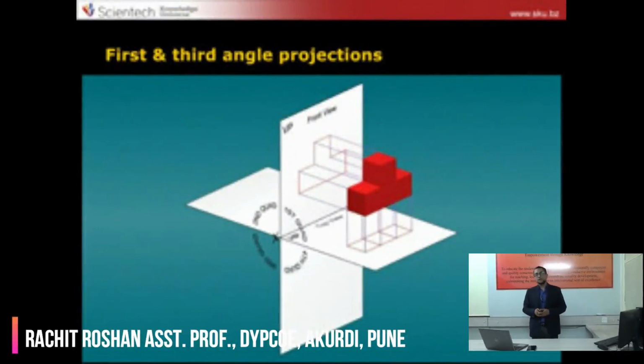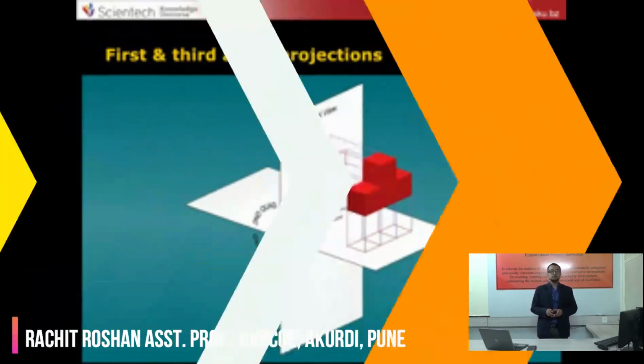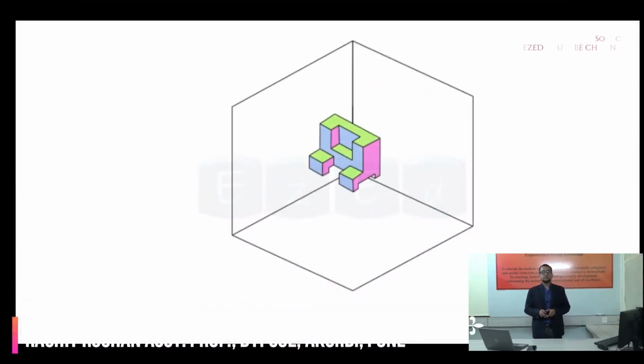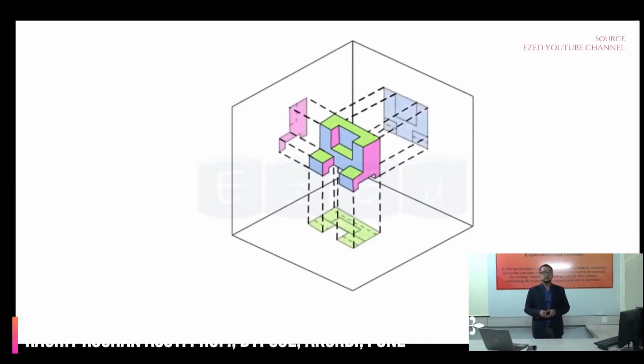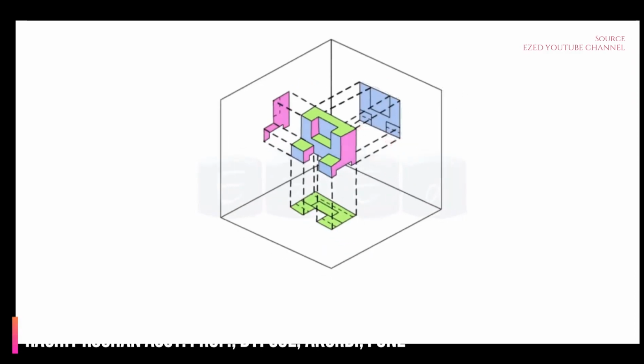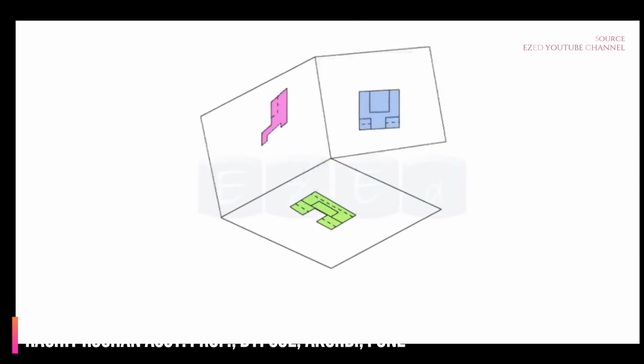Then our Unit 4 is orthographic projection. Principle of projections: first angle projection, third angle projection, orthographic projection of point, line, plane, solid, machine elements. Let me explain you first what is orthographic projection. Orthographic projection is a means of representing three-dimensional objects in two dimensions. It is a method of projection in which an object is depicted using parallel lines to project its outline onto a plane.